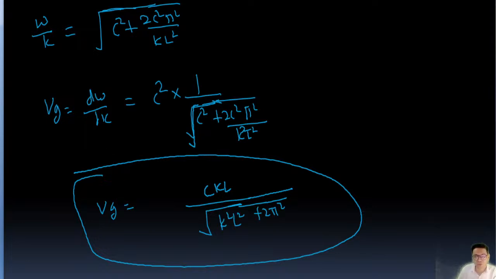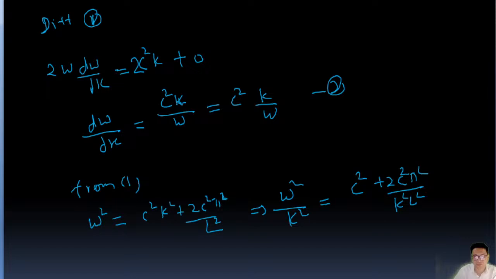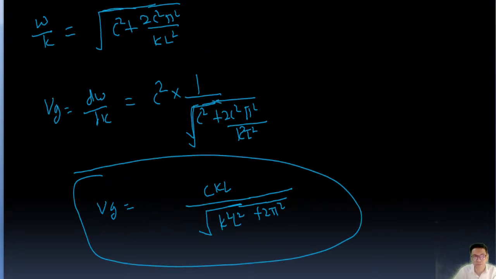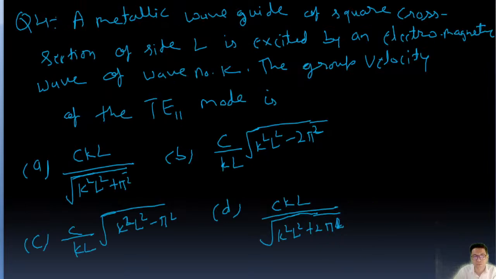Okay, so which option is matching? Let me check. Option D is matching. Option B, c k L upon c k. Okay, so this is about this question.